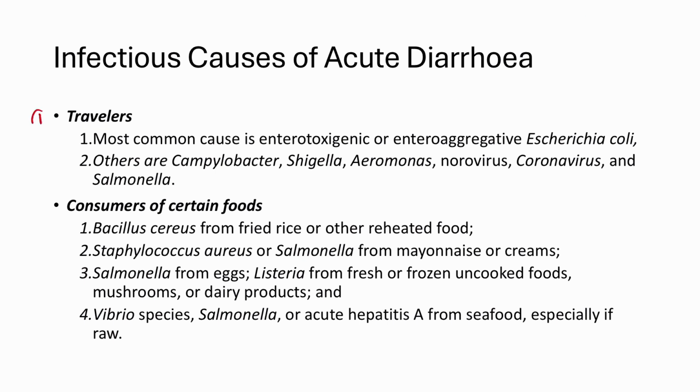First is travelers diarrhea. Second is consumers of certain foods, meaning food poisoning per se. Bacillus cereus is found in fried rice. Staph aureus or Salmonella are found in mayonnaise or creams. Salmonella is also found in eggs. Listeria is found in uncooked or frozen foods, mushrooms, and also in dairy products. Vibrio species, Salmonella, or acute hepatitis A are found in seafood.